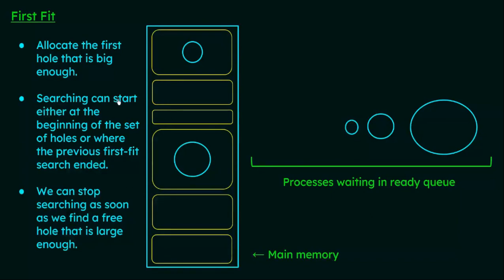So here it says, searching can start either at the beginning of the set of holes or where the previous first fit search ended. So when we are going to search for a partition for this particular process, we can either start searching from the top, that means from the beginning of the set. Now where is the beginning of the set? The beginning is here. This one is already occupied. Now this is the beginning.